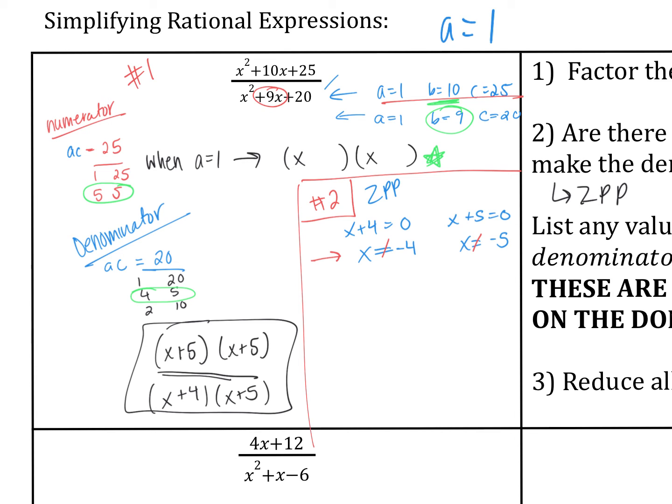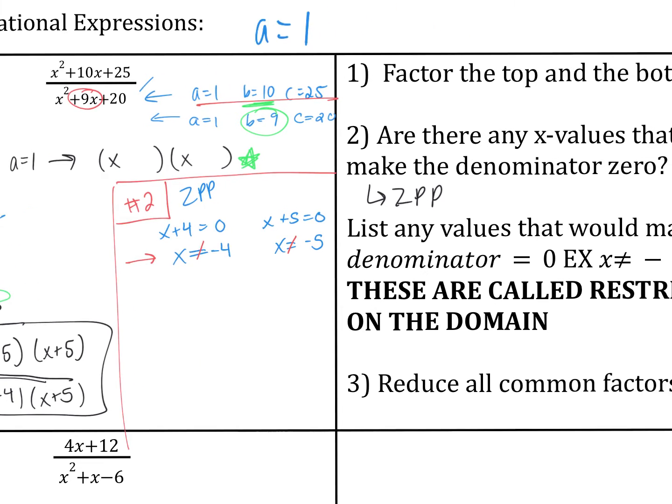Okay? That's important to realize. So when we're using the zero product property in the denominator, we're trying to find the numbers that the answer cannot be. So our x can never be -4, and our x can never be -5, because it's going to make our denominator 0. And we do not want that. Okay? So, perfect.